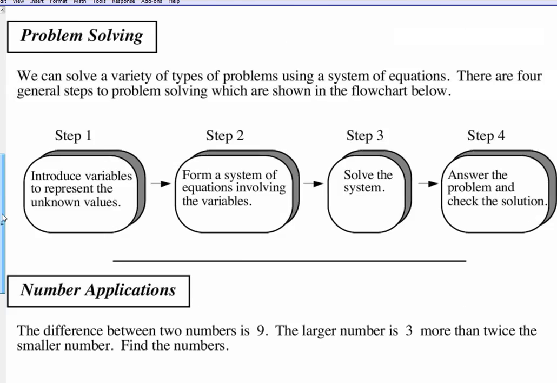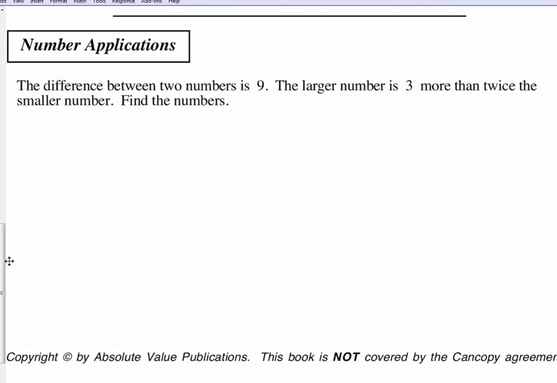All right, so problem solving. The nice thing is we've done this before. We've been working up to this moment. Gentlemen, everything has led to this moment right here.